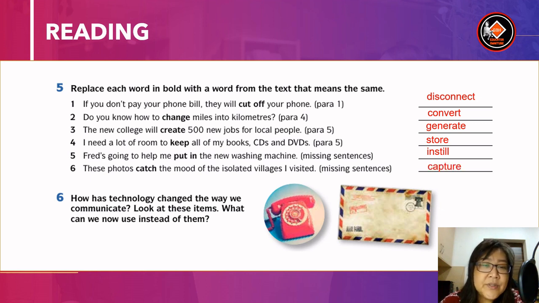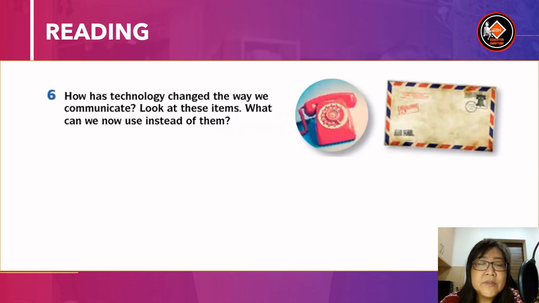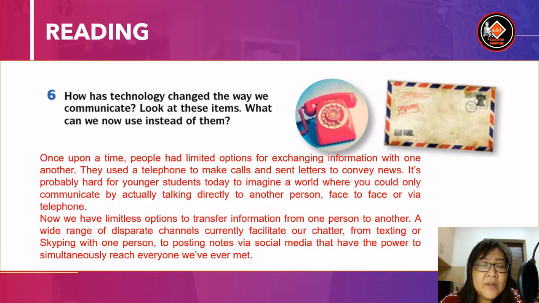Look at number 6. The question is, how has technology changed the way we communicate? Look at these items. What can we now use instead of them? So here, let's look at the answers. Once upon a time, people had limited options of exchanging information with one another. They used a telephone to make calls and send letters to convey news. It's probably hard for younger students today to imagine a world where you could only communicate by actually talking directly to another person, face to face or via telephone.